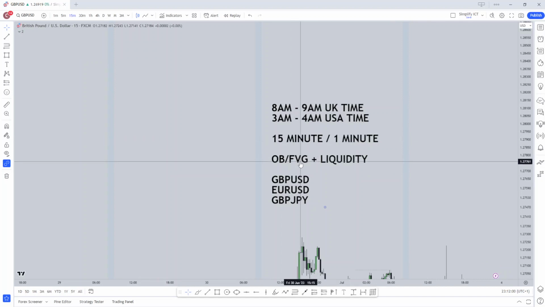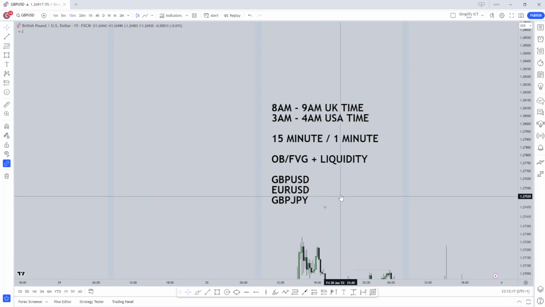The strategy and the technique, the setup we're going to be trading is the order block and FVG setup off liquidity sweep. So I'm going to explain this in more detail when we get into the chart examples in a second. And the pairs it works best on is GBP USD, Euro USD, and GBP JPY.